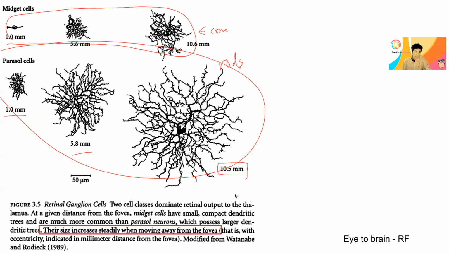Okay, so 10.5 millimeter means that it is 1 centimeter off from the fovea. And with that, the extent of the dendrite becomes really big. And this is the size of the neuron. So it's still small, but you can imagine that closer to the fovea, the size of the receptive field becomes very, very small for both cones and rods. Okay, this is important.